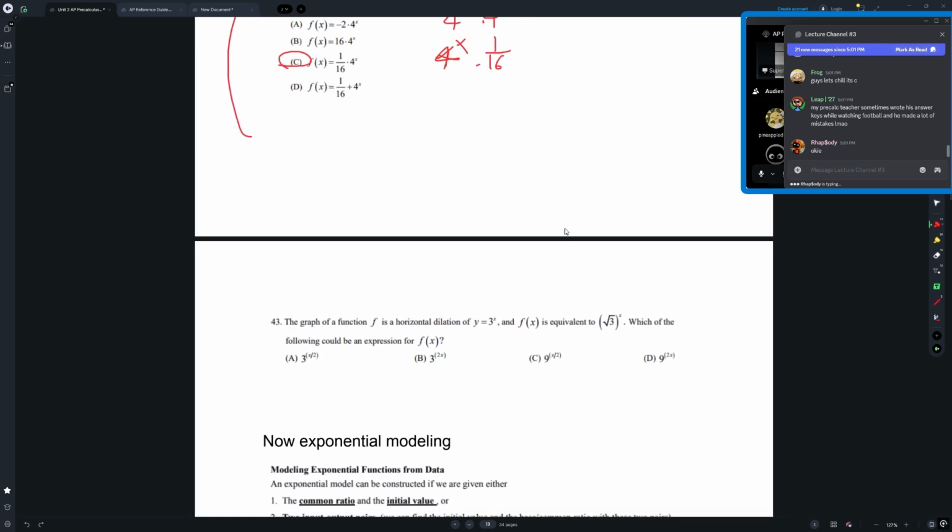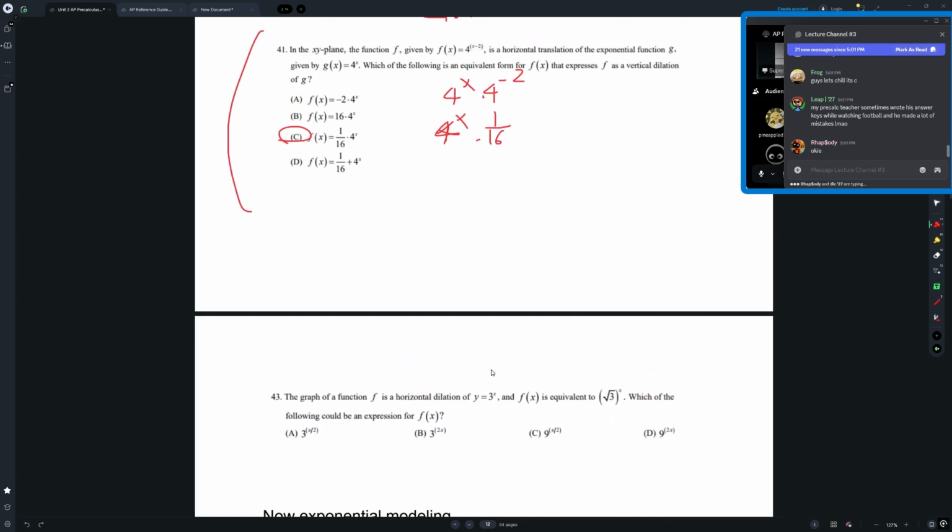So last question, 43. The function f is a horizontal dilation of y equals 3 to the power of x, and f of x is equivalent to the square root of 3 to the x. Which of the following could be an expression?